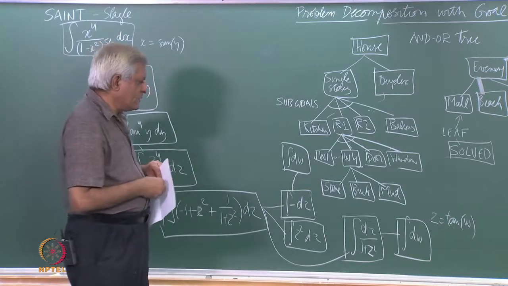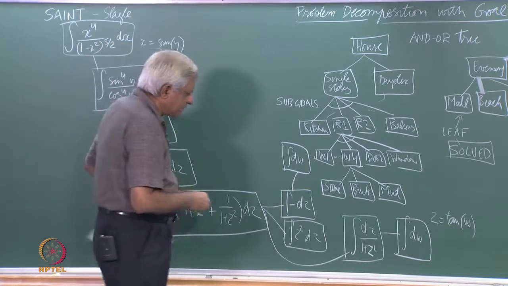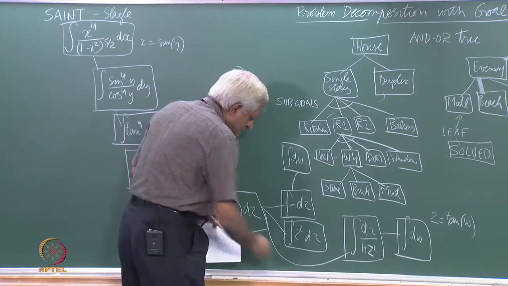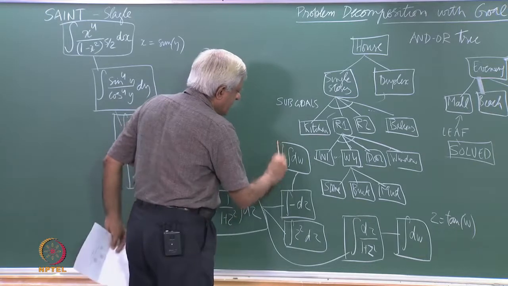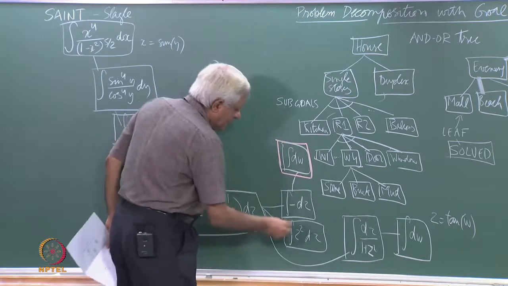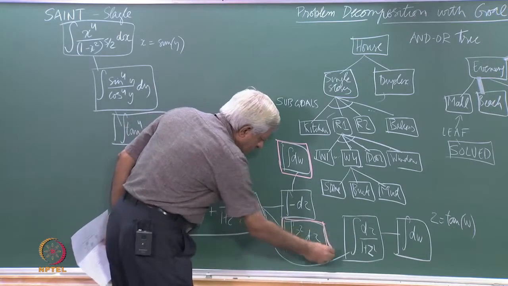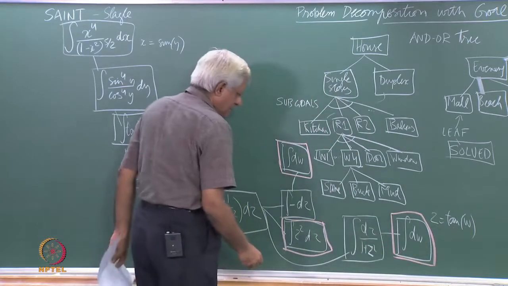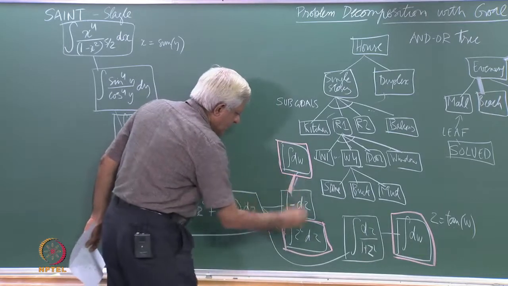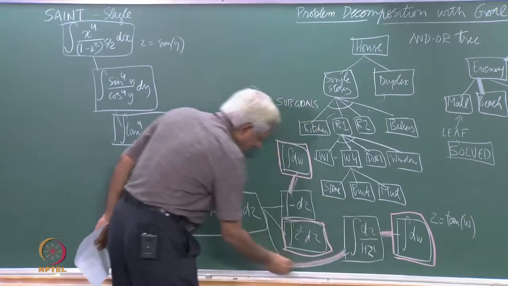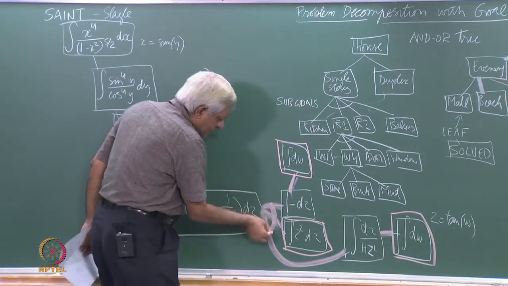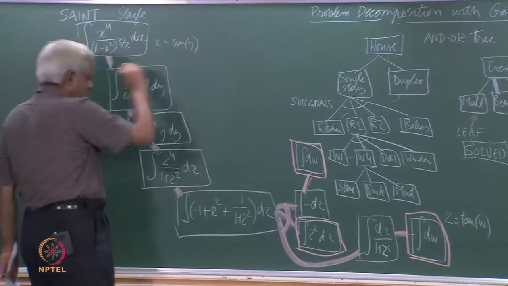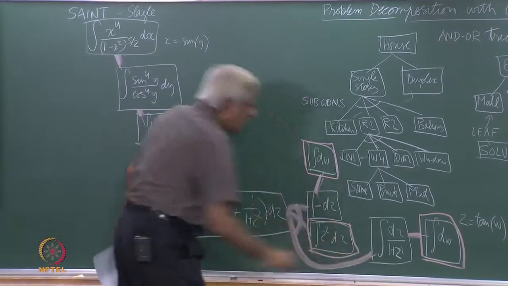So, now we are assuming that this node is a solved node, in the sense that you can do this without any difficulty. This node is a solved node and this node is a solved node. So, you have the solution now. So, this is an AND node of course.